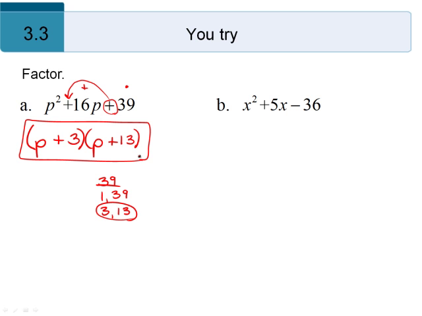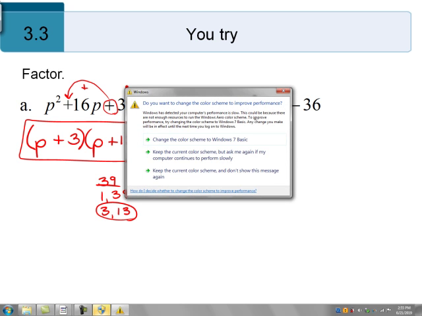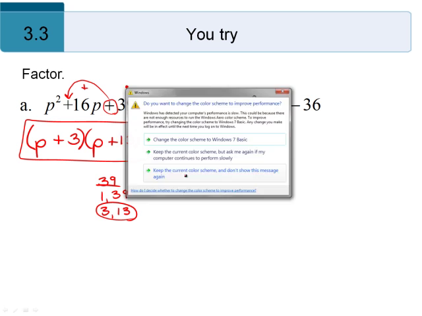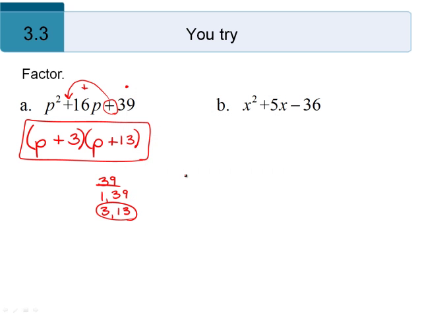All right, let's look at letter B. Here we have x squared plus 5x minus 36. We're going to do the same thing. There is no GCF, so we set up our parentheses, and for the x squared, we're just going to put x and x. Now, the factors of a negative 36.